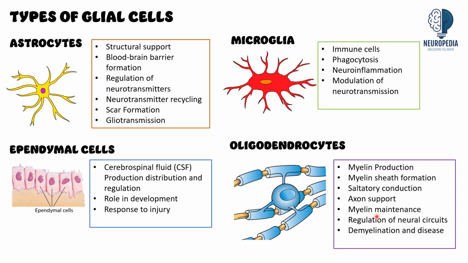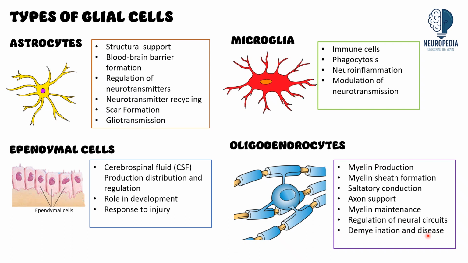Next, they are also involved in myelin maintenance. So they maintain the myelin sheath. They can remove and replace damaged sections of myelin, ensuring that the signal transmission remains efficient. Regulation of neural circuits. The presence of myelin and the role of oligodendrocytes are crucial for proper neural circuit functioning, allowing for precise and rapid communication between neurons.